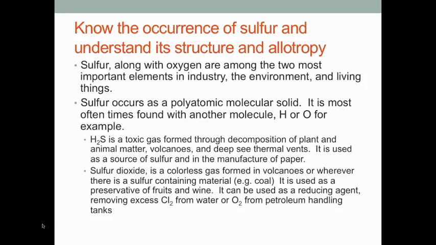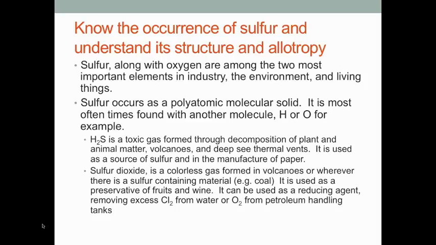Let's look at the first assessment criteria. Know the occurrence of sulfur and understand its structure and allotropy. Sulfur, along with oxygen, are among the two most important elements in industry, the environment, and living things. Sulfur occurs as a polyatomic molecular solid. It's most oftentimes found in hydrides or oxides, so that means it's found with hydrogen or oxygen.